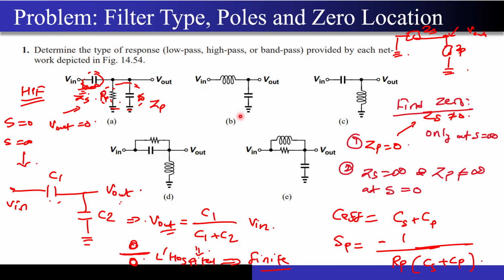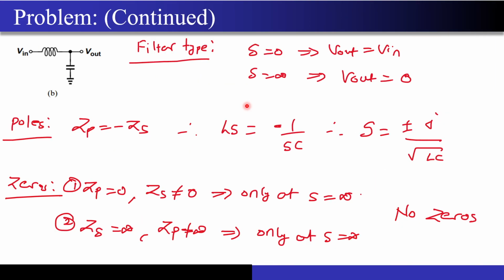Now let's try to look into this particular circuit, that is circuit number B. So now again we have to identify the filter type. Again, easily by looking at it, this is nothing but your LC circuit. You can easily figure out that this is nothing but the low pass filter. Again, you can put this test, put s equal to 0, put s equal to infinity, check what is actually happening. You will see that this is the response of the low pass filter.